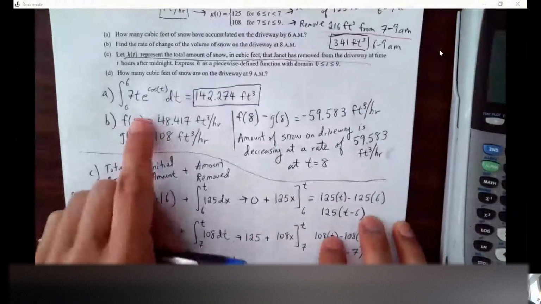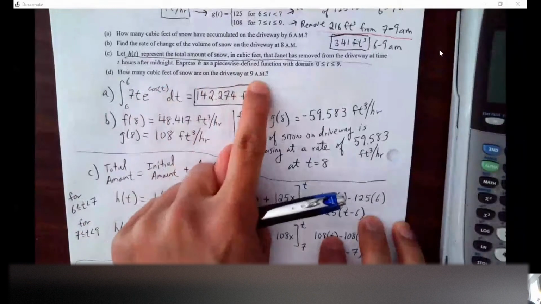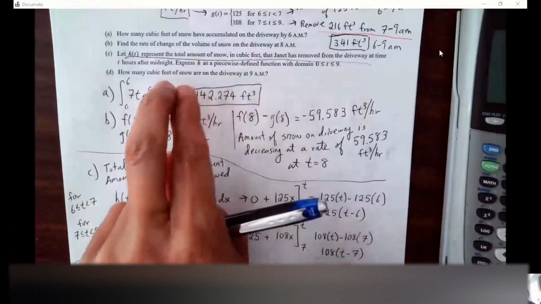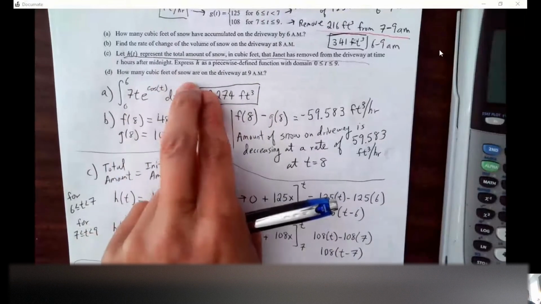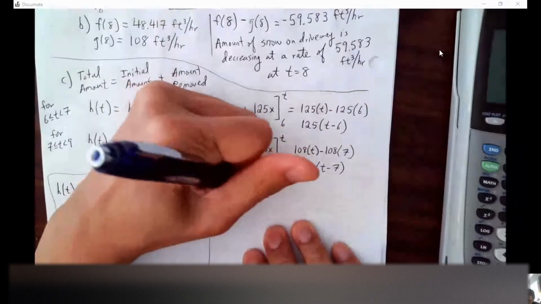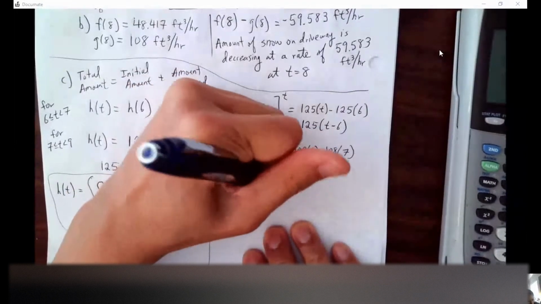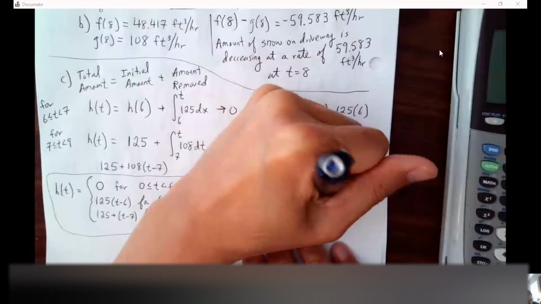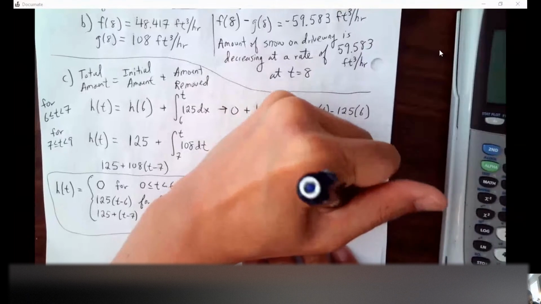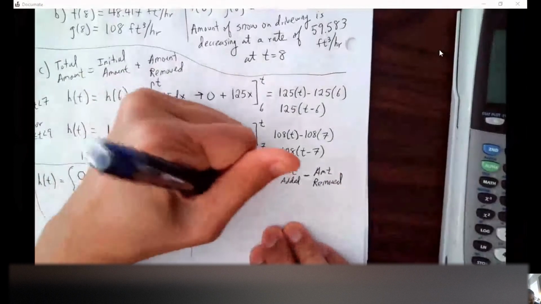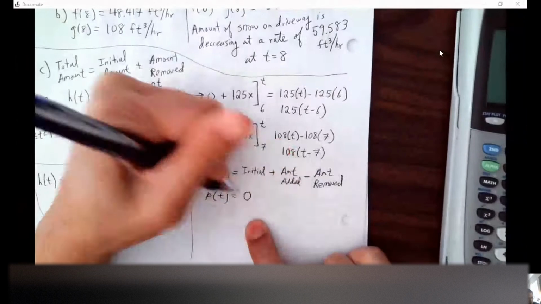Okay, and finally, part D. How much snow is on the driveway at 9 a.m.? Okay, so now we have to consider the three things involved here. How much snow in the beginning, how much snow has been added from snow falling, and then how much snow has been removed. So we know A of t. Initial, there's no snow at midnight.